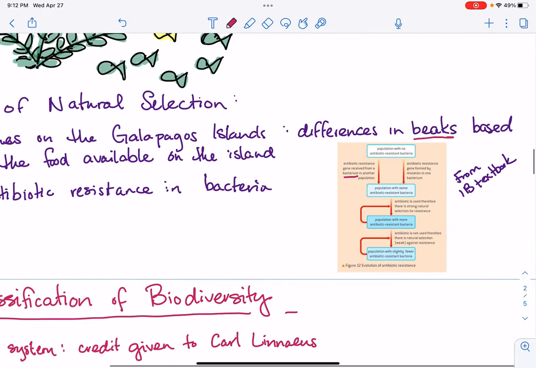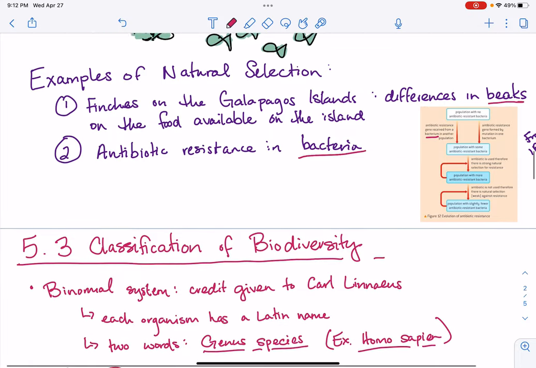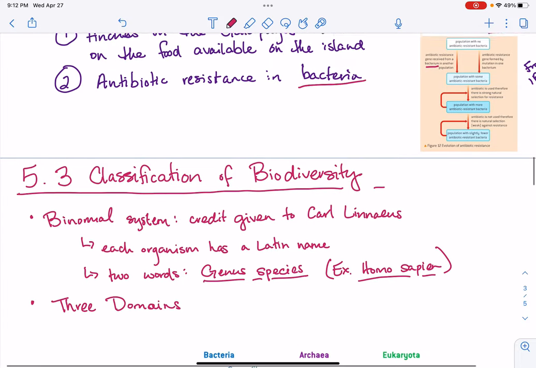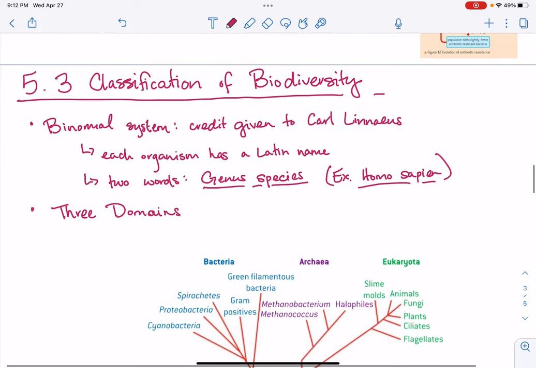And one of the reasons why we can see this antibiotic resistance in bacteria is because bacteria are able to reproduce very, very quickly. So this is why antibiotic resistance is a really big issue, because bacteria can generate and reproduce very, very quickly, which is why it's such a problem in hospitals and such.